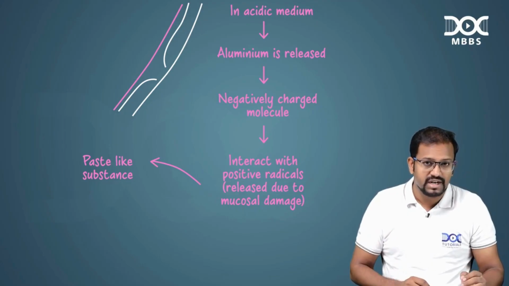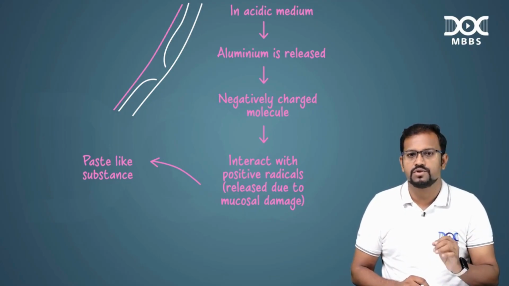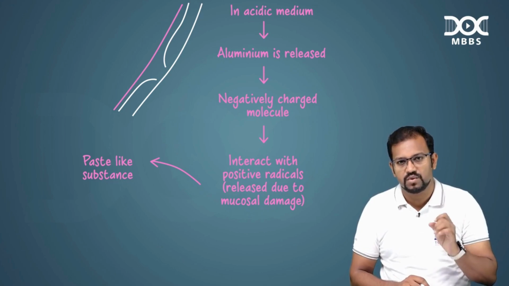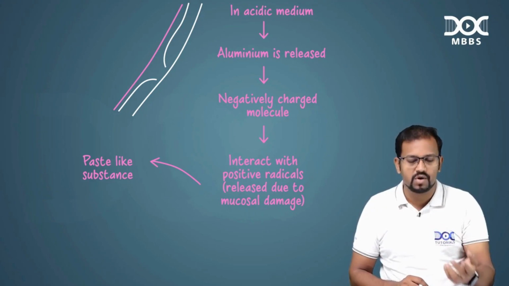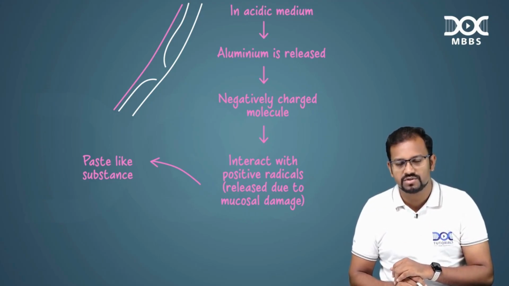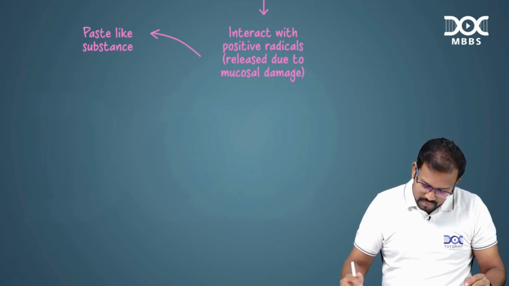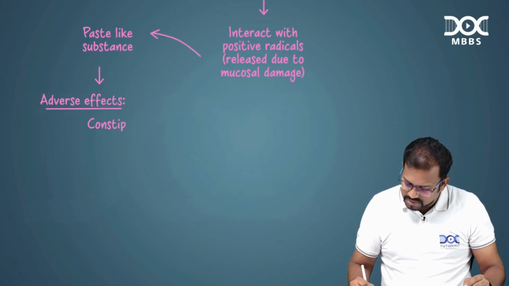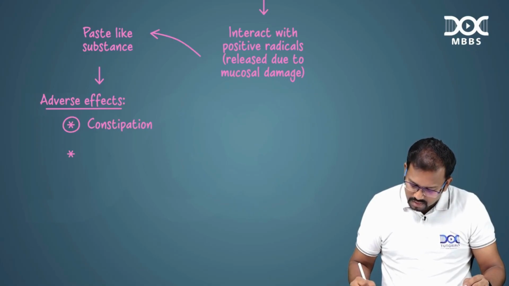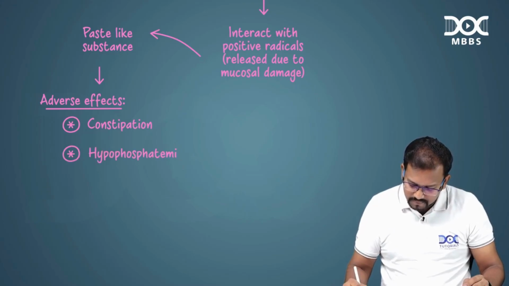But unfortunately, as it is an aluminum salt of sucrose, there is more chance of the patient landing up in what? Is it constipation or diarrhea? The patient might land up in constipation. Why? Because aluminum causes minimal stools. So the most important adverse effect of these drugs is that it might produce constipation. Not only that, some patients might develop hypophosphatemia.